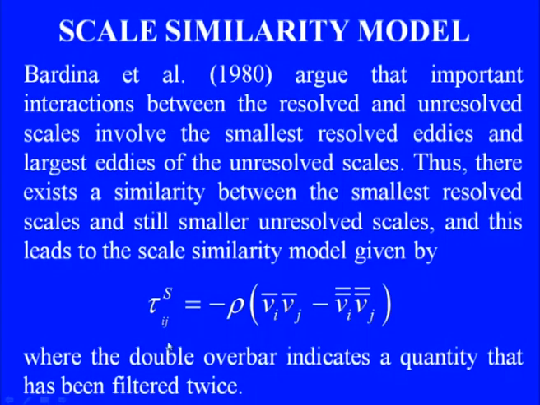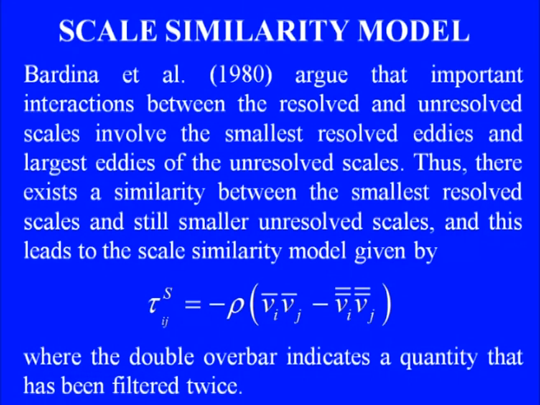So that is based on this argument Bardina et al. gave its scale similarity model. They said tau ij s is equal to minus rho Vi bar Vj bar minus Vi double over bar into Vj double over bar, where double over bar indicates a quantity that has been filtered twice, that is we have applied the filtering twice to determine the values of these velocity components.